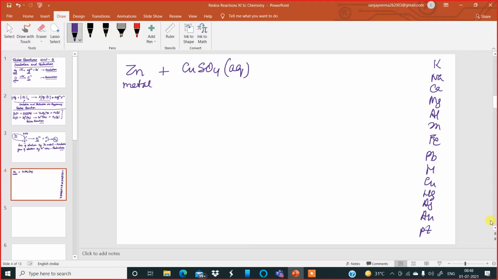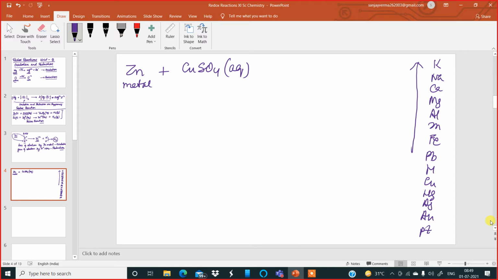This is the activity series of metals, which you have learned in class 8, revised in class 9, and you are supposed to remember in class 10 also. Using this activity series of metals, I will explain the reactivity. The metals placed at the top are more reactive than the metals placed at the bottom. Are you getting it?